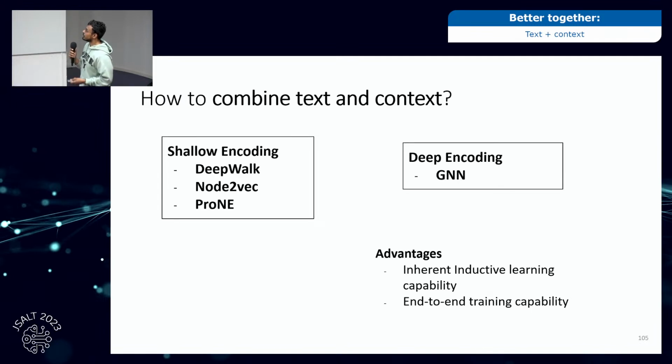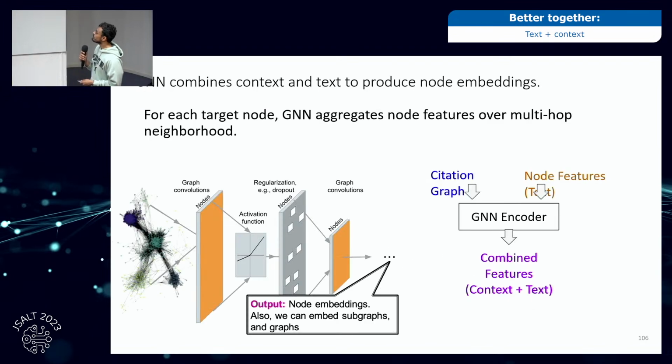Okay, so just to bring back the old question, how to combine text and context. So we have Prone, which is one approach which our teammates have been studying. And the second approach I want to consider over here is a graph neural network approach, which is a deep encoding approach. The advantage of this is that it is an end-to-end training capability which combines text and citations from the start. And this also gives us some advantages of inductive learning capabilities.